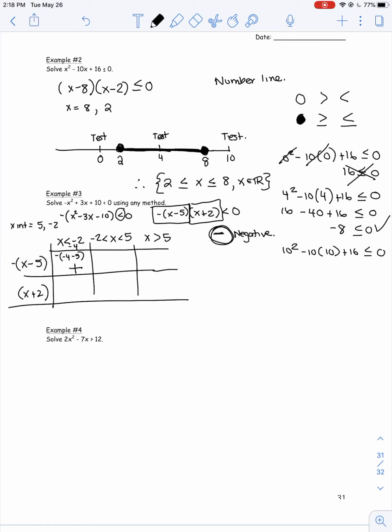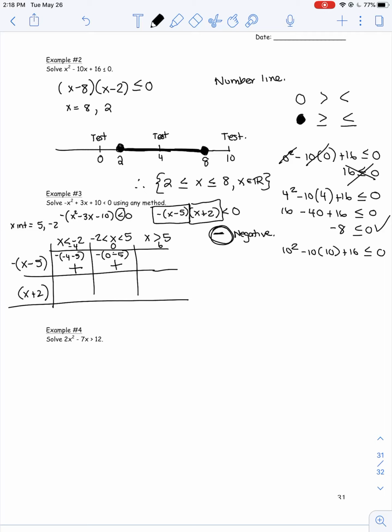And then let's plug in a value between -2 and 5. Well, 0 would always work there. So if I plug in 0, it'll be -0 minus 5. And then 0 minus 5 is -5. And a negative outside the bracket will become positive.